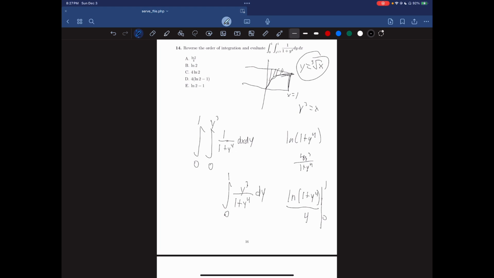So we're going ln 2 minus ln 1, so that's just 0. Get that, and then over 4, of course. So our answer is A here.